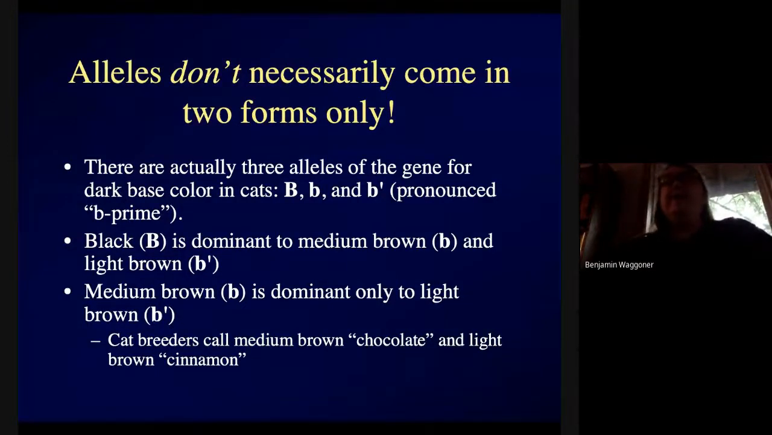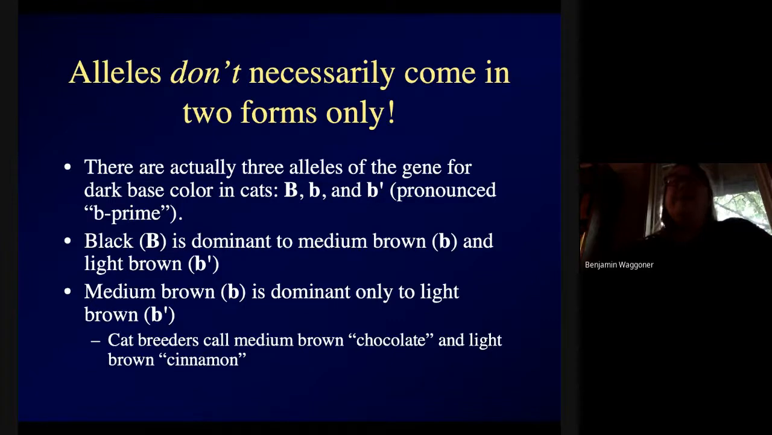In this case, they form what we call a dominance hierarchy, in that black, which we write capital B, is dominant to medium brown and it's dominant to light brown. So a cat that is big B, big B, big B, little b, or big B, little b prime will be black. Medium brown is recessive to black, but it's dominant to light brown. So medium brown, we write little b. A cat that is a medium brown color will have the genotype little b, little b, or little b, little b prime.